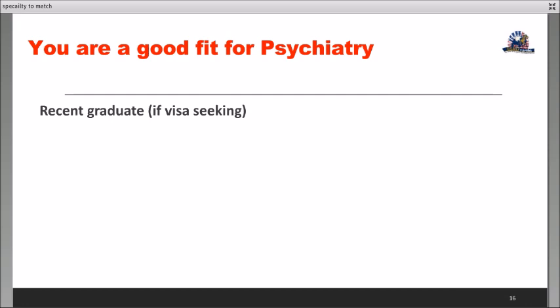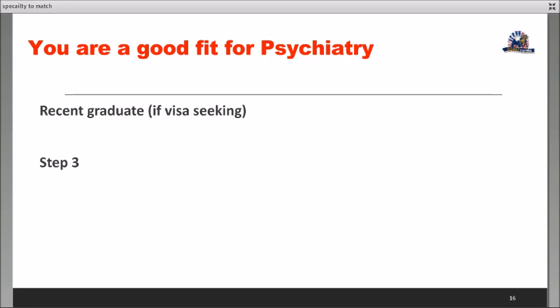Recent graduates, especially if you are visa seeking, they are looking at recent graduates. I've spoken to several program directors who actually have a filter, more than 3 years, and they're not going to invite you for an interview unless you have a very strong profile otherwise. So recent graduation helps.